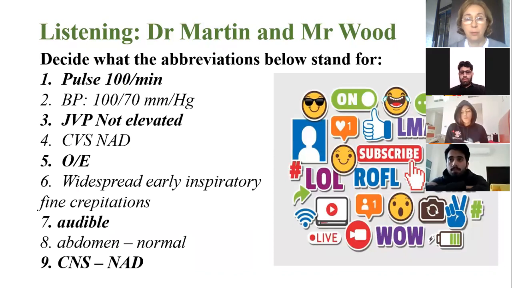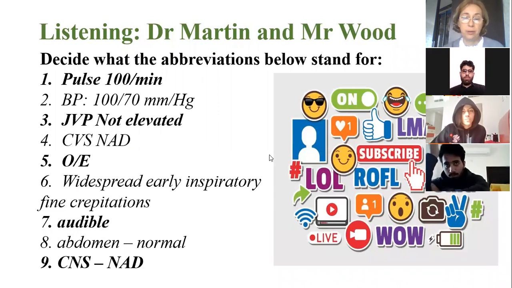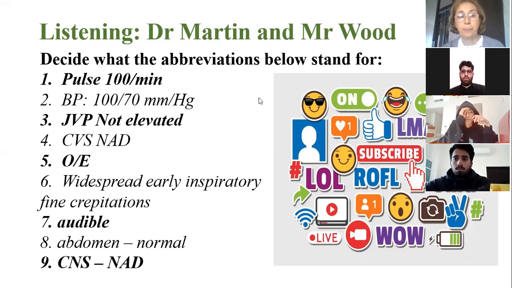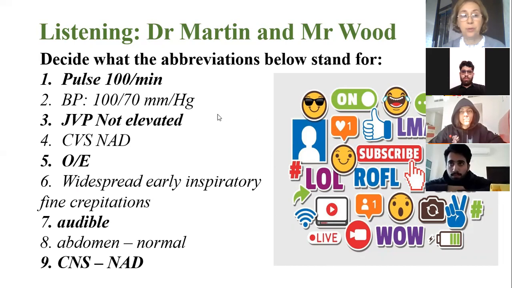Before we start listening, I would like you to focus on this slide, which deals with abbreviations. You know that abbreviations are commonly used in medical practice just to take brief notes. And here are some examples of such abbreviations. Now I would like you to have a look at them and to guess their meaning. So, Abdul Rahman, what do you think of the first abbreviation? What does it stand for?